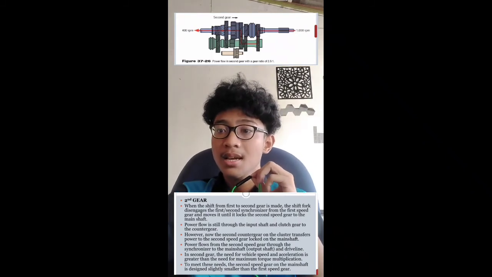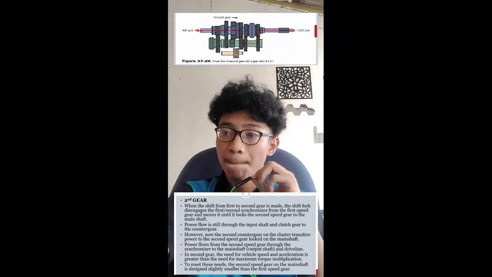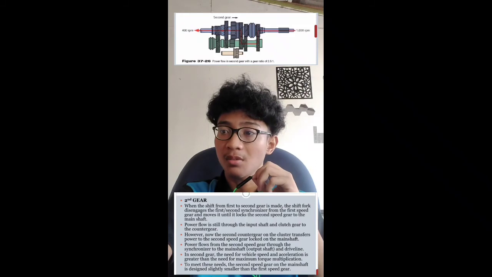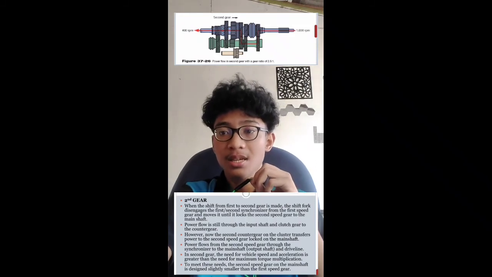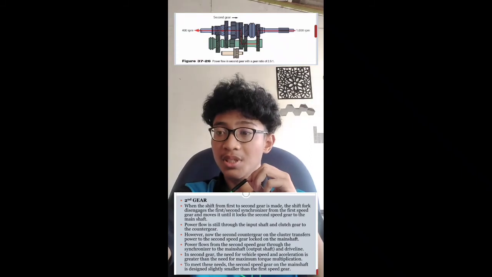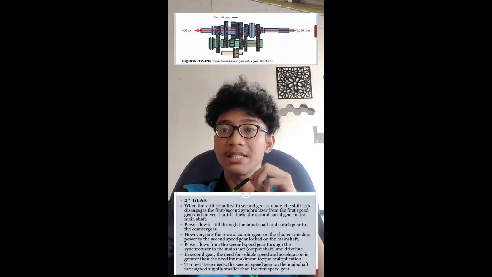In second gear, the need for vehicle speed and acceleration is greater than the need for maximum torque multiplication. To meet these needs, the second speed gear on the main shaft is designed slightly smaller than the first speed gear.